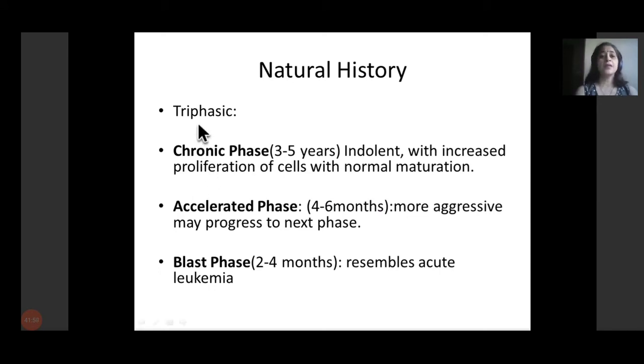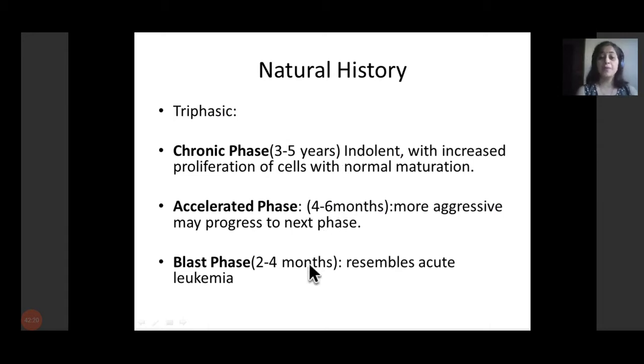So the natural history of CML is that it is a triphasic disease with these phases: chronic phase, accelerated phase, and the blast phase. The chronic phase is the most common one, which can persist for years. But this timeline differentiation is a very arbitrary one. Many patients can just go on in the chronic phase for years together.